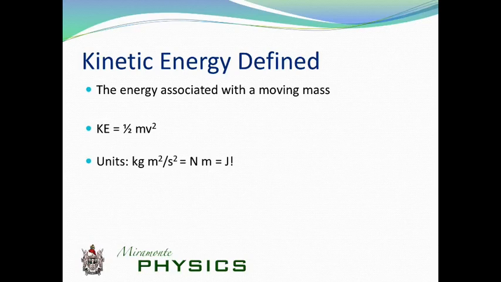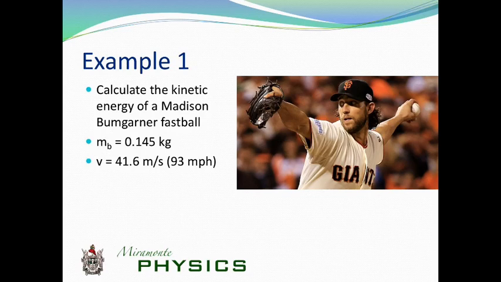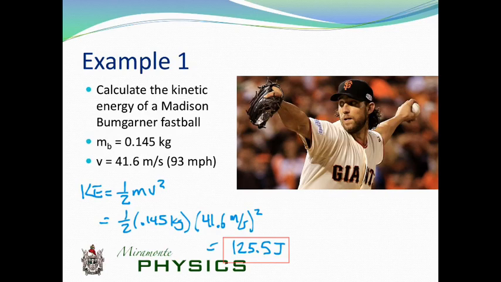1/2 mv squared is one of those expressions you're going to remember, and we're going to use it throughout this entire year in physics. So, example: calculate the kinetic energy of a Madison Bumgarner fastball. If the mass of the baseball is 0.145 kilogram, and he can throw it at 41.6 meters per second, which is about 93 miles an hour, then you just say 1/2 times m times v squared, and you get about 126 or so joules. So you'll be doing some calculations like that.